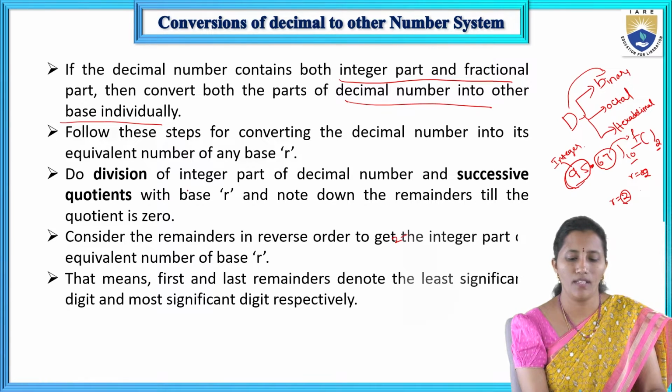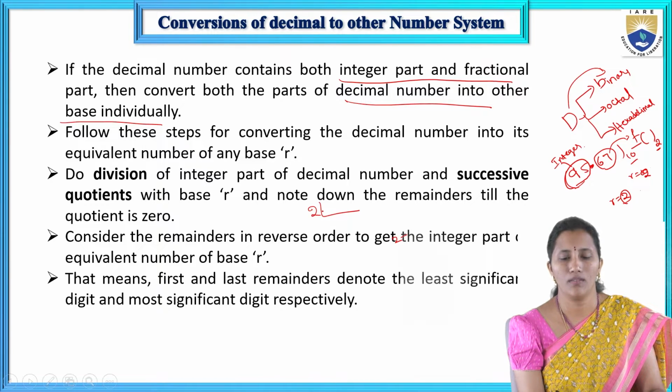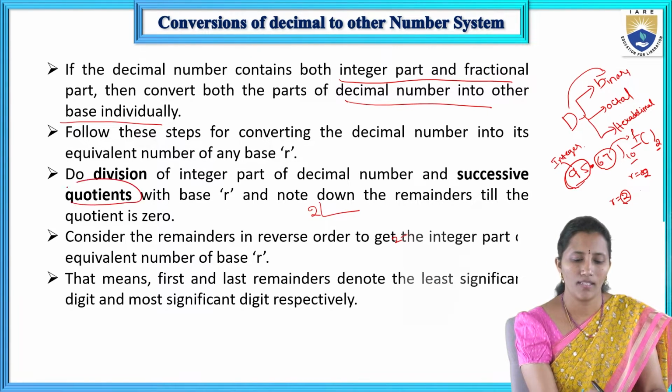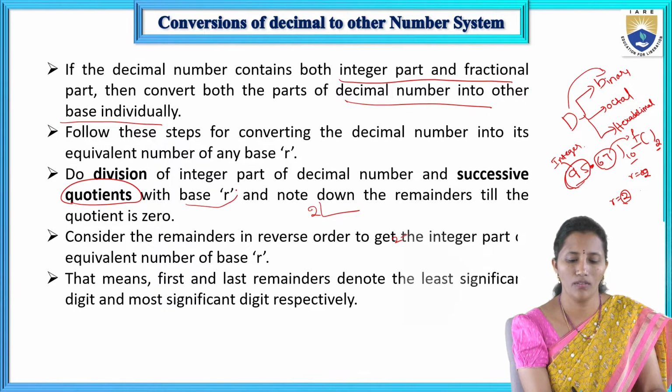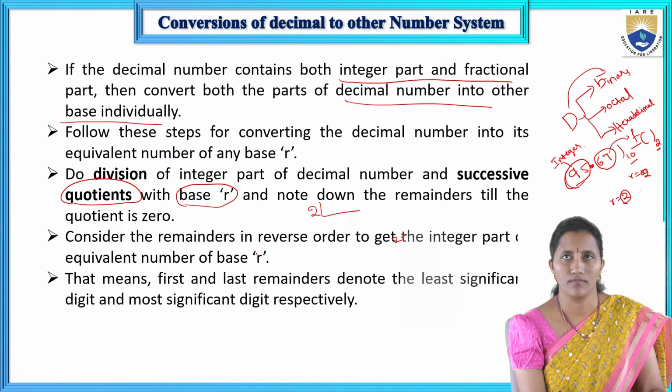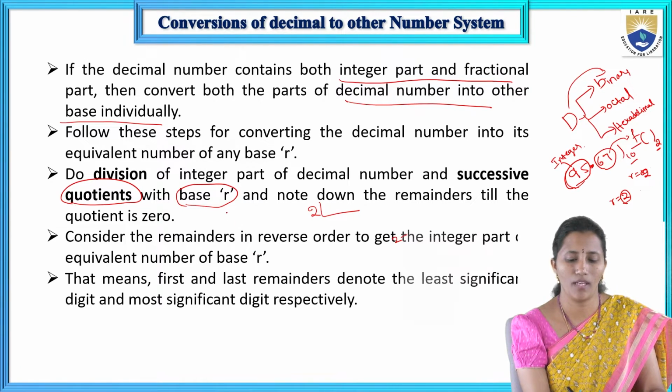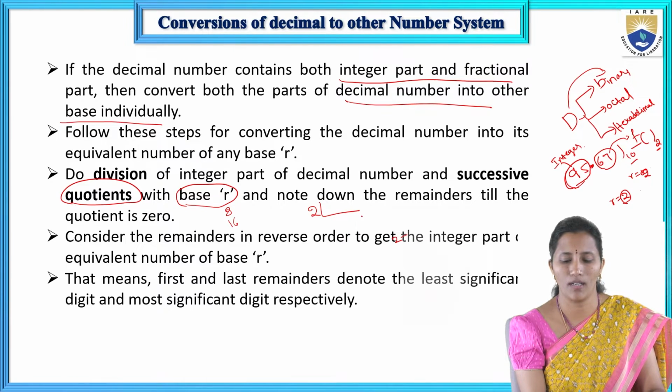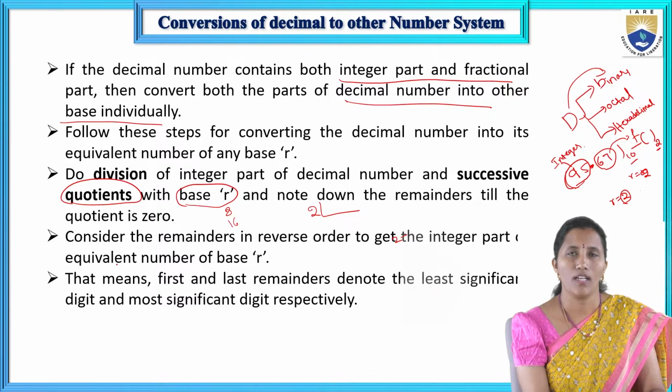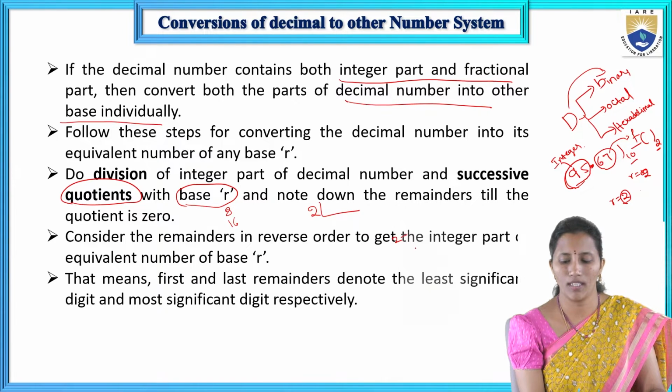So do division of the integer part of the decimal number: to convert into binary, we divide the number by 2, take the successive quotient, and again divide it by base r. If it is octal, we divide by 8. If it is hexadecimal, we divide by 16. In each stage we write down the remainder. Consider the remainders in reverse order to get the integer part of the equivalent number of base r.